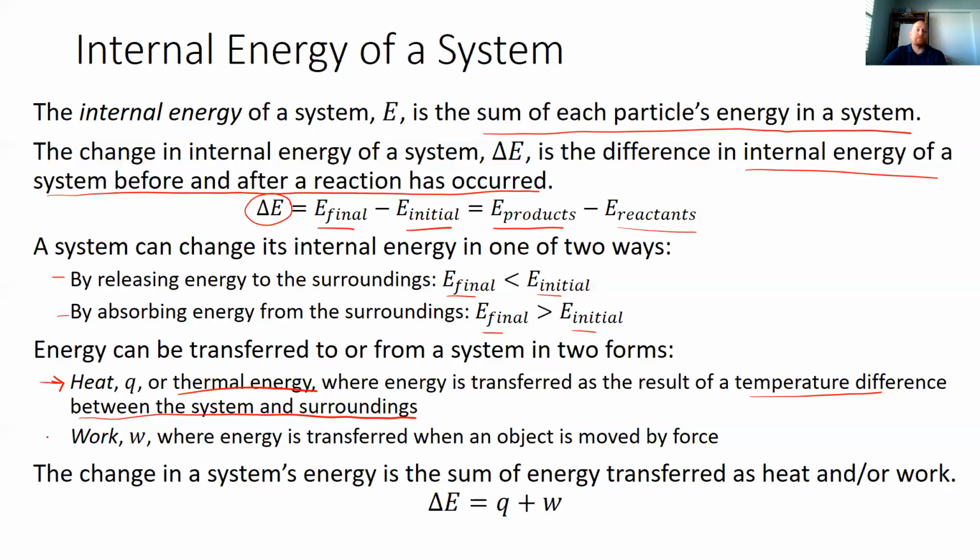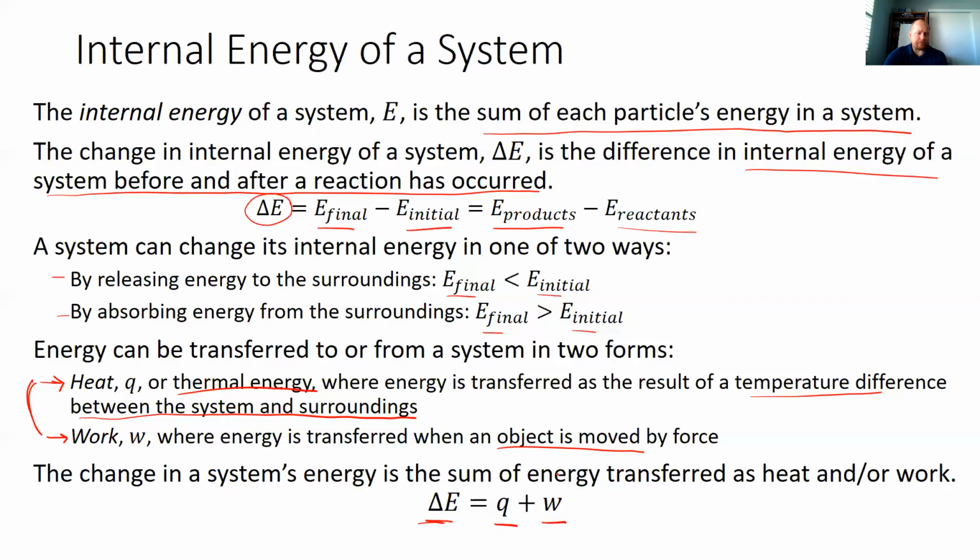The other way that energy can be transferred is via work, and so work is energy that's transferred when an object is moved by a force. So it's a force times a distance is how you do work on something. Now, when we look at the change in a system's energy, so if it can be transferred in either of these two ways, then we can think of the delta E as being equal to Q plus W.